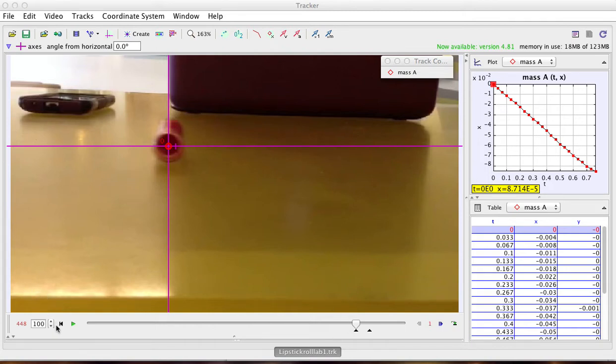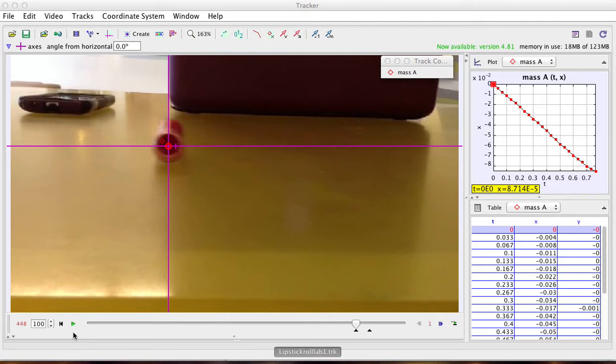Hi, my name is Dashya Chaudhary, and today's video shows a comparison between the observed constant velocity motion of one of my lipstick tubes in comparison to its predicted motion, which I calculated using both the Tracker and VPython software.